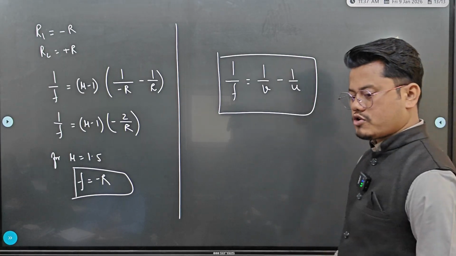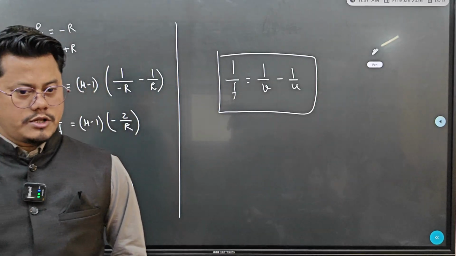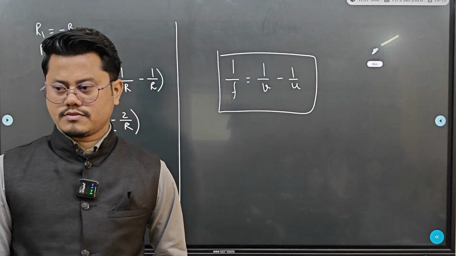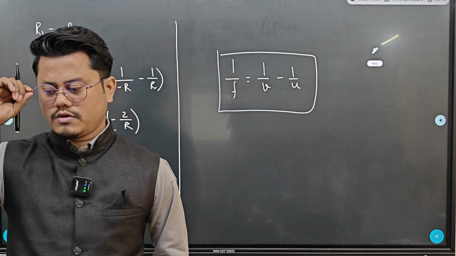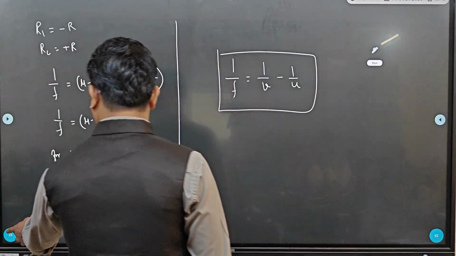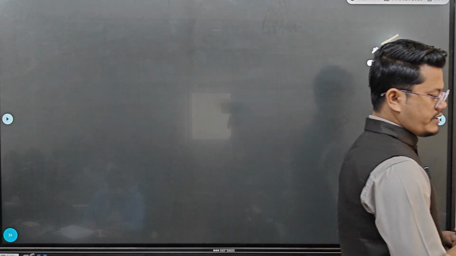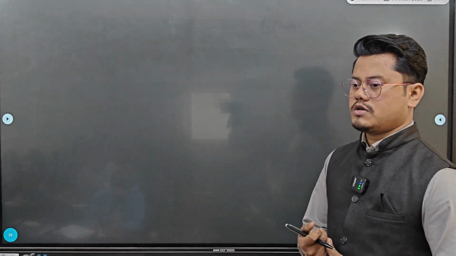We will be going for question solving also, okay? Let me complete the theory part at first. Got it? Go for next. Magnification. Just write, it is a ratio of size of image to the size of object.